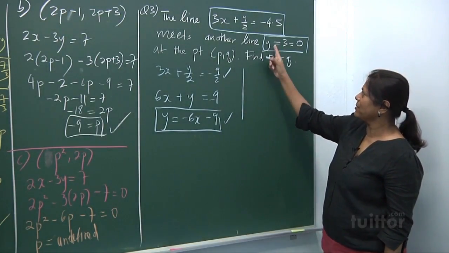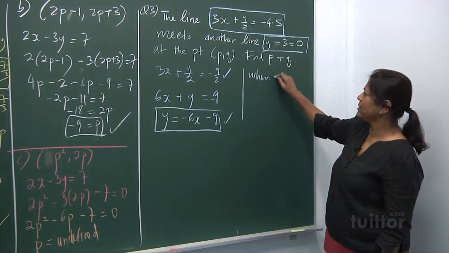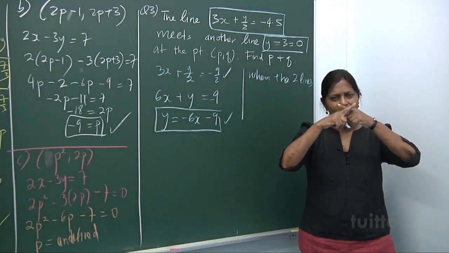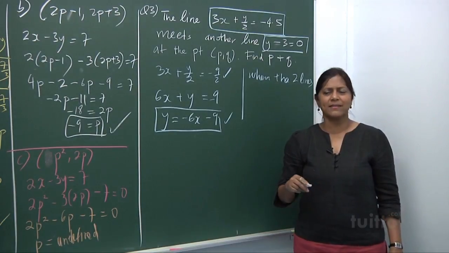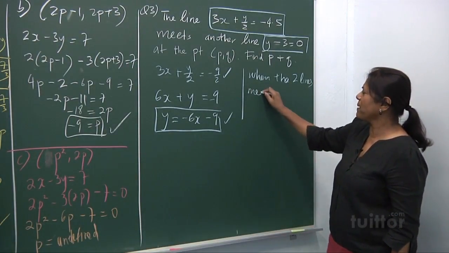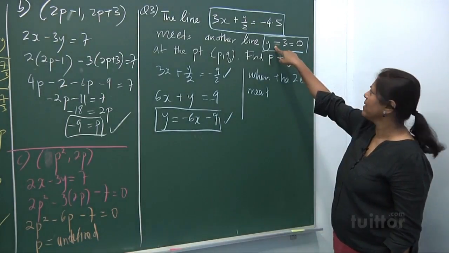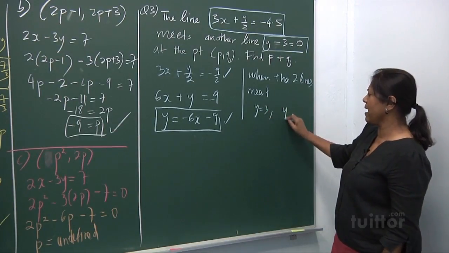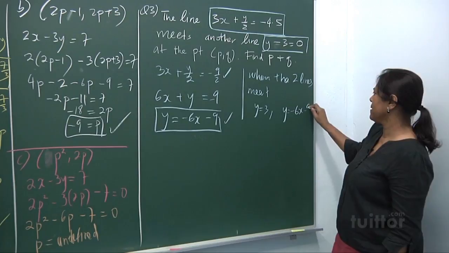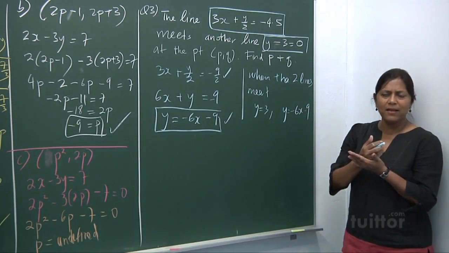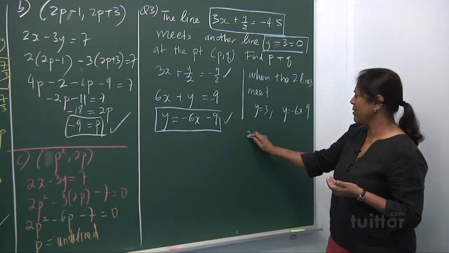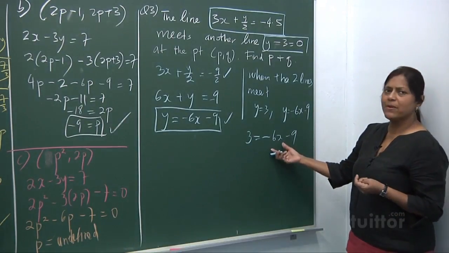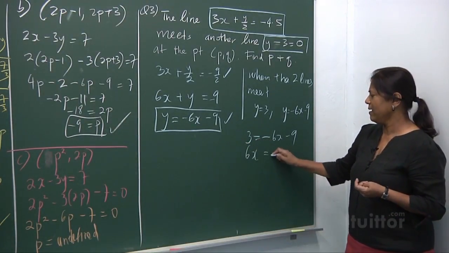When the two lines meet, what can you say? Both the y's are on the same spot, both share the same x. So when the two lines meet, they both become equal. As for this line, your y equals 3, and you're taking this line, y equals minus 6x minus 9. Put them together and solve it. Hey, y, you are 3. Put 3 here. 3 equals minus 6x minus 9. Bring your 6x over. Haha, that's what you get.